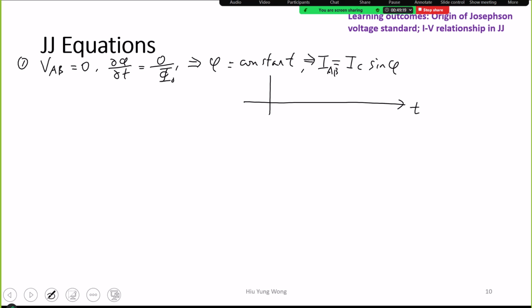Just some number, very good. This is the current as a function of time. It's just a constant. So I apply no voltage to the Josephson junction and have a constant current. Does that make sense? Now you think carefully, actually it makes sense.